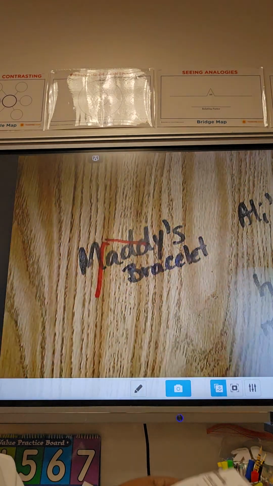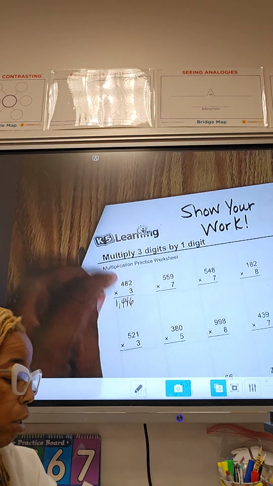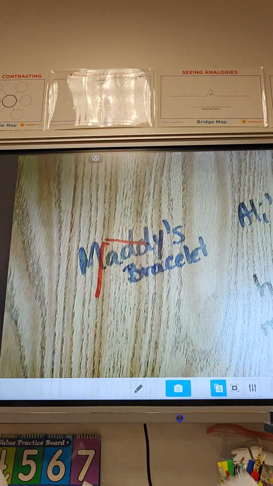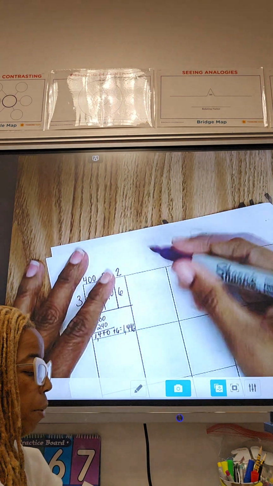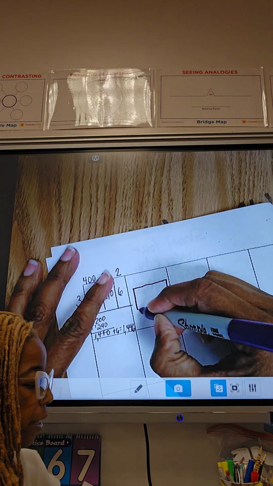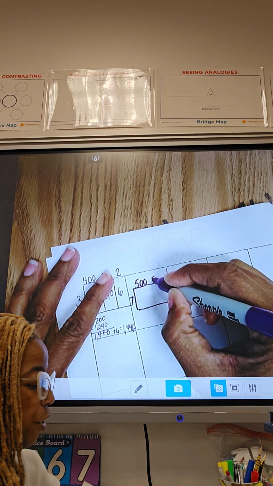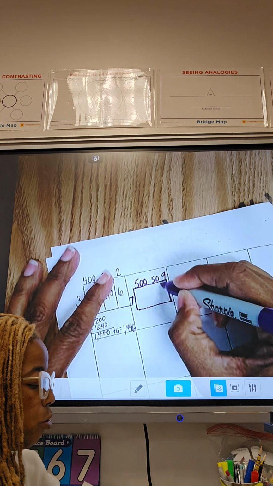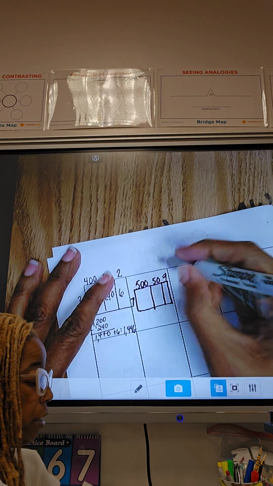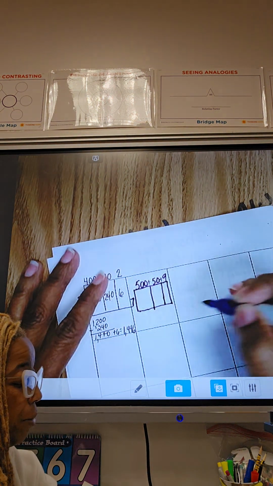All right, the next page is 3 digit by 1 digit. It's the same thing. So 559 times 7. I'm going to put my area model on the inside. I know it's going to be 7. So it's 500 plus 50 plus 9. No, you do not have to put your plus signs, but you have to know that you're adding. That's why I always do it, especially when we first start, because sometimes we get confused.